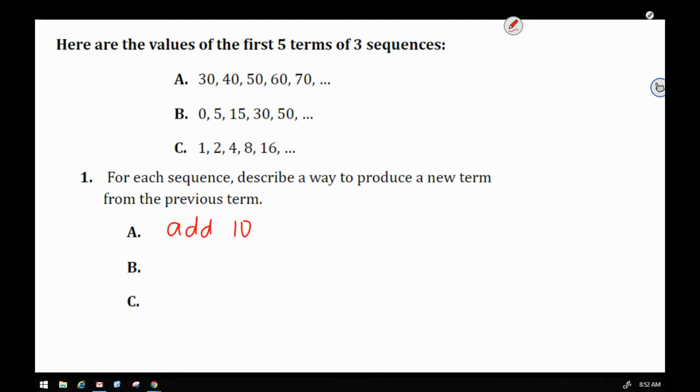Okay, what's happening on part C? Multiplying by 2. Okay, what kind of sequence is it if you multiply every time? What we talked about last time? Yes, geometric sequence. And it's geometric because we multiply by 2 every time. So we're multiplying by the same thing.